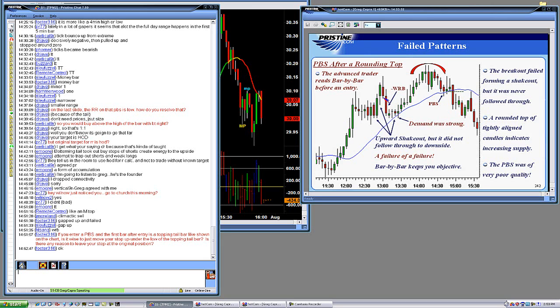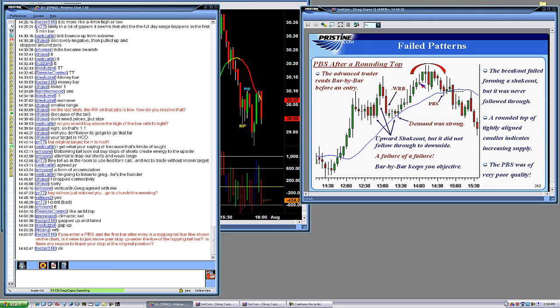This upside shakeout here, this move up and this move back down, was bearish, but it didn't follow through. And so that failed to follow through. This was consolidating at the bottom of this bearish wide range bar, and it started inching its way higher, so it was trending up. Although the initial move up failed, it failed to follow to the downside as well. So we had a failure of a failure, and as it says, bar by bar keeps you objective.